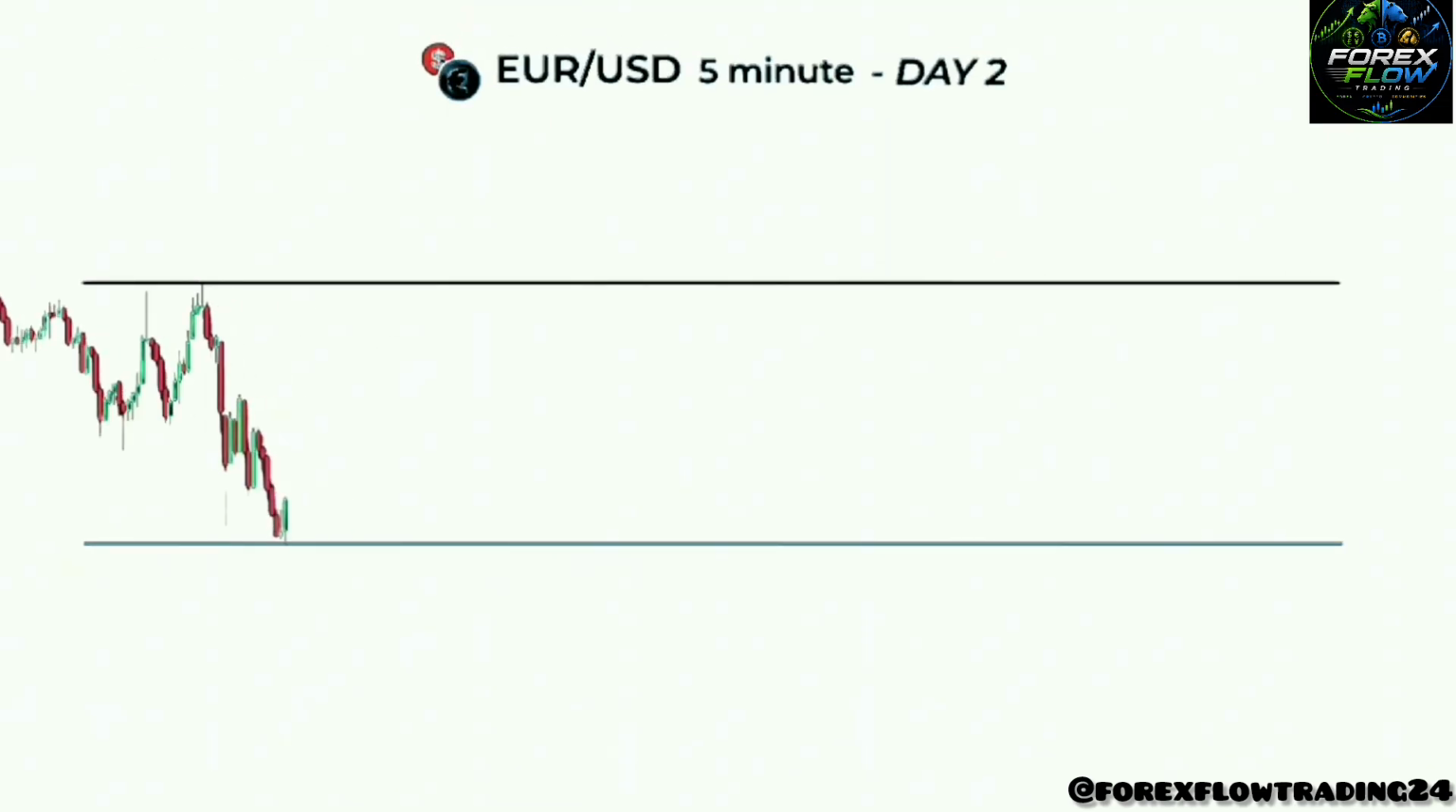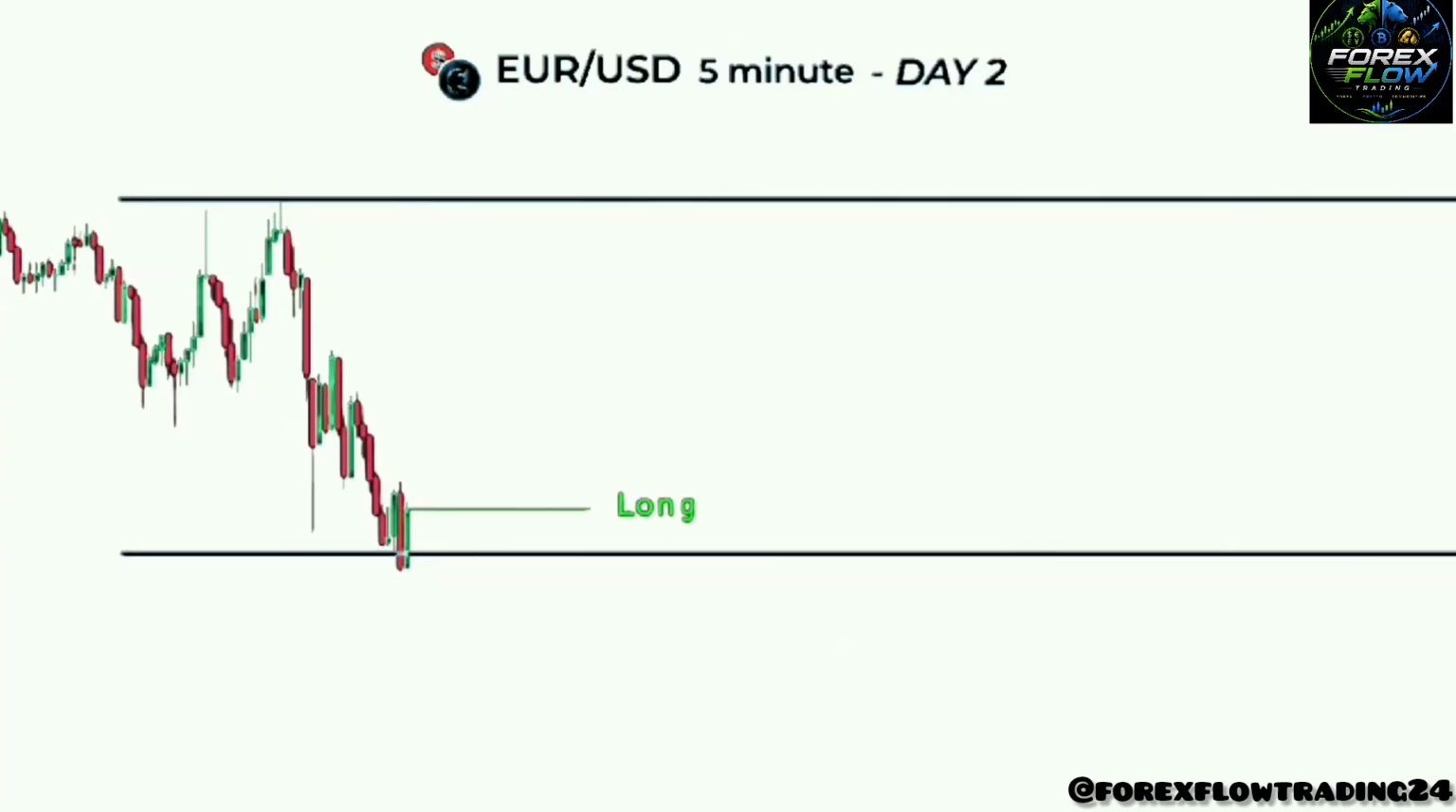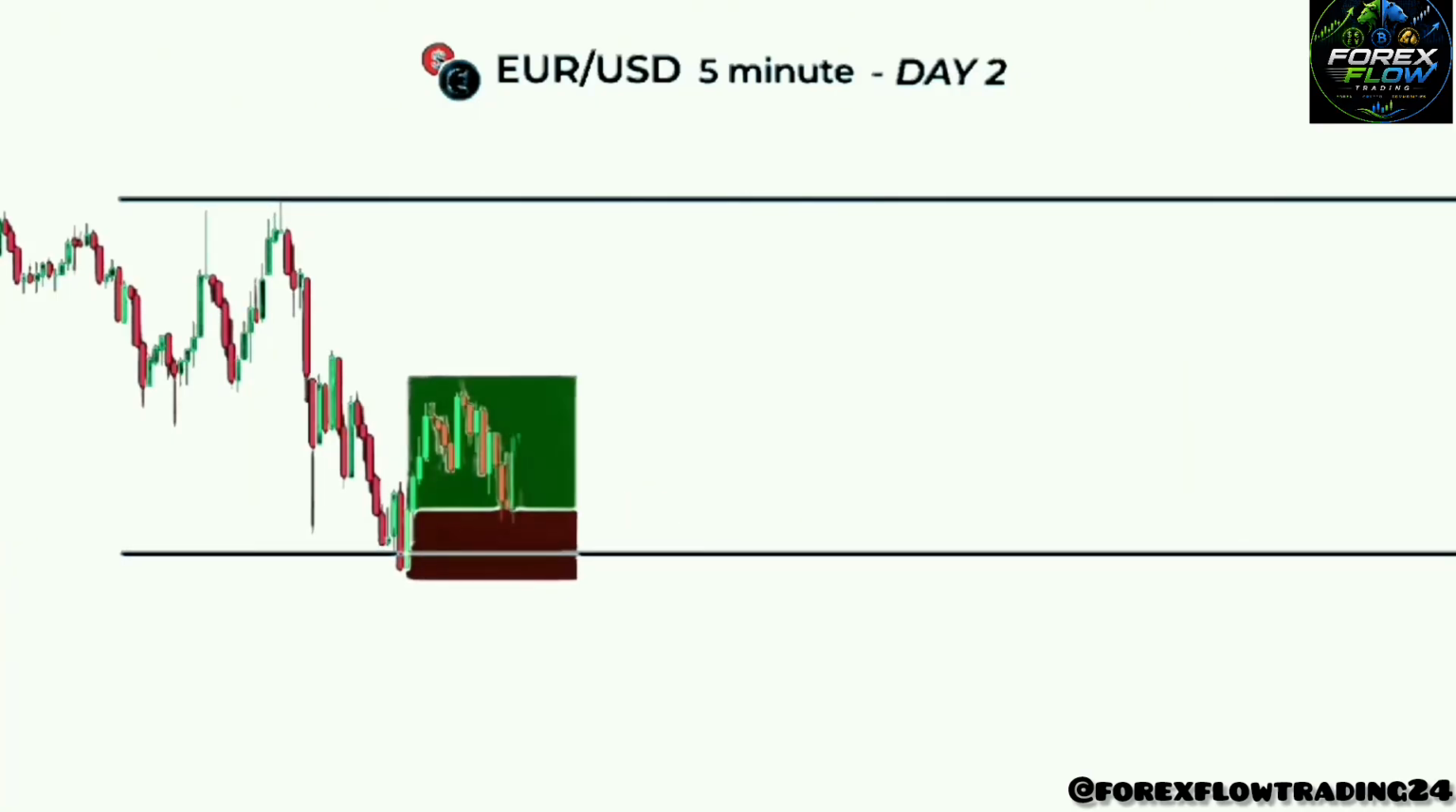Moving on to the next day. Here, we marked the 4-hour range. Then, price quickly gave a long setup. Stop loss at the lows, take profit at 2 times risk. Price hits the target, so that's a 2R gain.